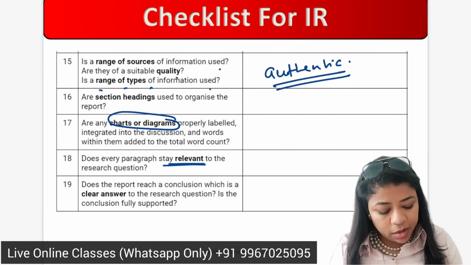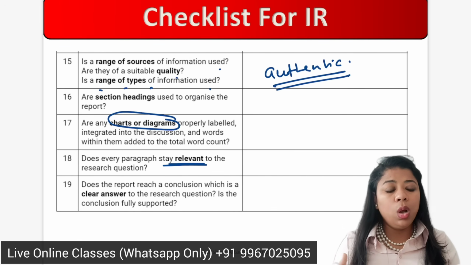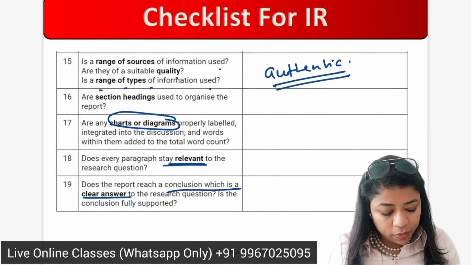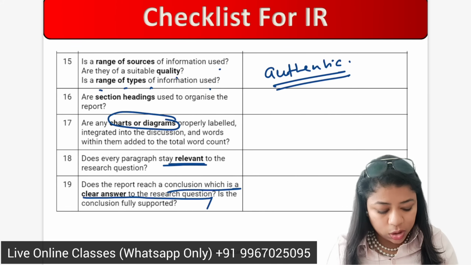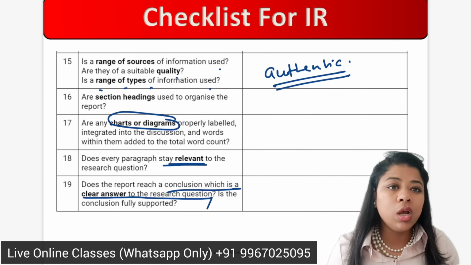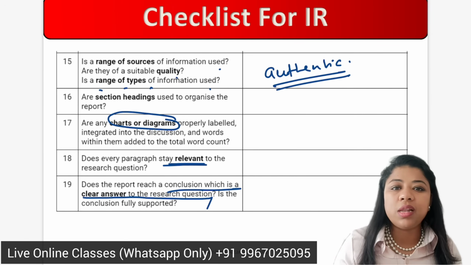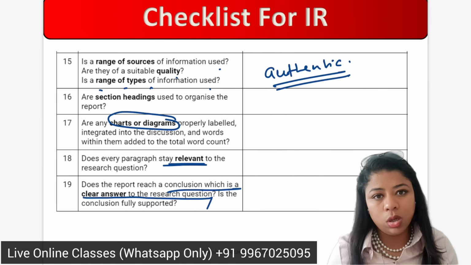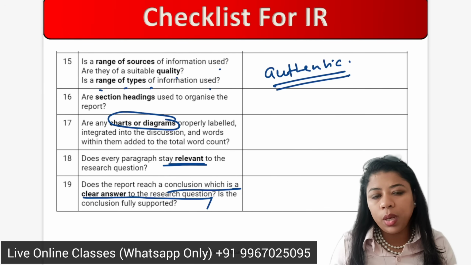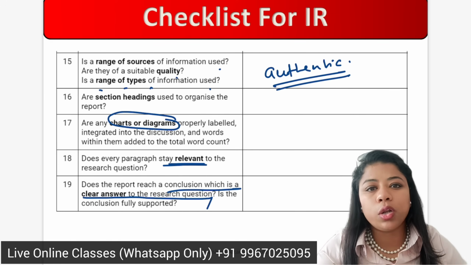Does every paragraph stay relevant to the research question? This is extensively important. That is the reason better to break it down into different perspectives. Does the report reach a conclusion which is a clear answer to the research question? You have to give what action people should take, what action we should take at government level, at global level, at local level, at personal level to tackle that particular issue. Your task is not just showing the problem to people, showing the problem, consequences, causes, and solution. That is what you are looking at.